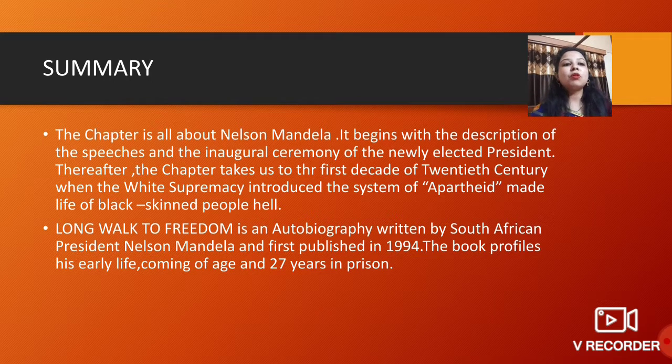Okay. The book profiles his early life, coming of age and 27 years in prison. So what does this book tell us about? It tells us in detail about the life of Nelson Mandela, his early life, his adulthood, his struggle, his fight against the Britishers, and 27 years in prison. Just imagine a person spending 27 years behind the bars. For what? For his nation. He sacrificed his life for the nation, for attaining the freedom of his nation, and he spent 27 years in prison for that. Okay.